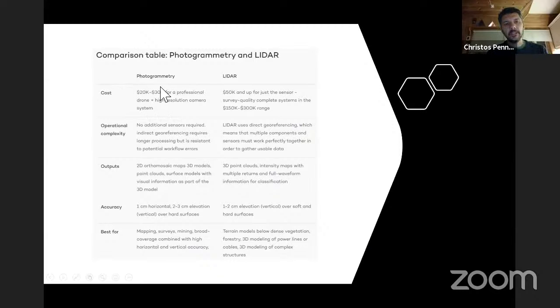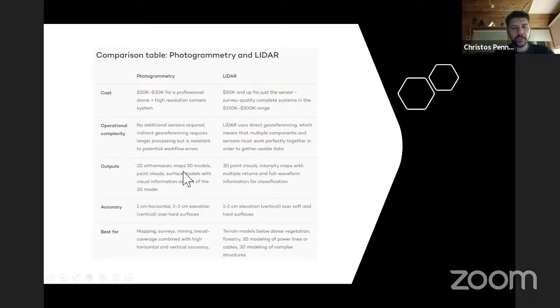The costs are a little bit higher than they are today because this is an old table. You can see that the cost for photogrammetry is lower compared to the cost for a LiDAR drone. For operational complexity, we don't need any additional sensors to perform photogrammetric missions, whereas with LiDAR we have to have georeferenced data, and that means that multiple components of the sensors should work perfectly together.